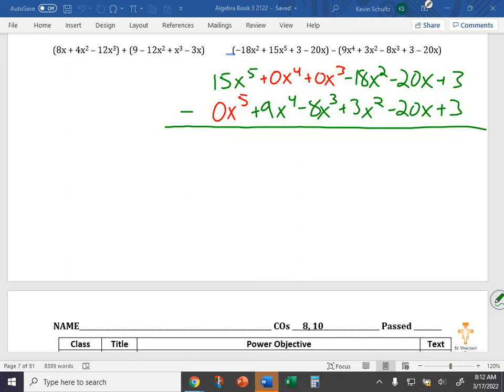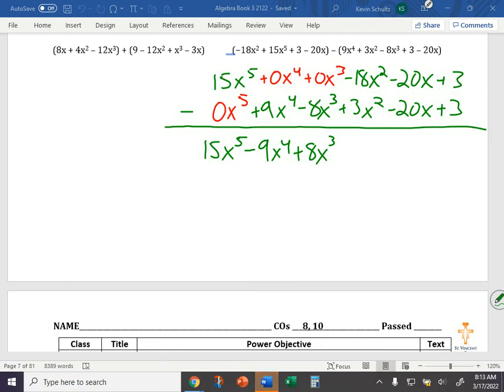So standard form: align like terms vertically, leaving spaces for those solo terms, ones that can't be combined. And now we add or subtract vertically. So 15x to the fifth minus 0x to the fifth is still 15x to the fifth. 0x to the fourth minus 9x to the fourth is negative 9x to the fourth. 0x cubed minus negative 8x cubed is positive 8x cubed. You really got to pay attention to details here, those signs.